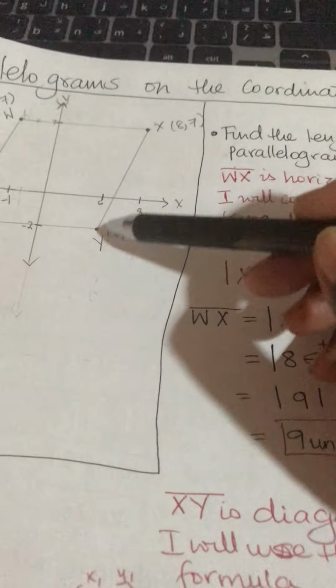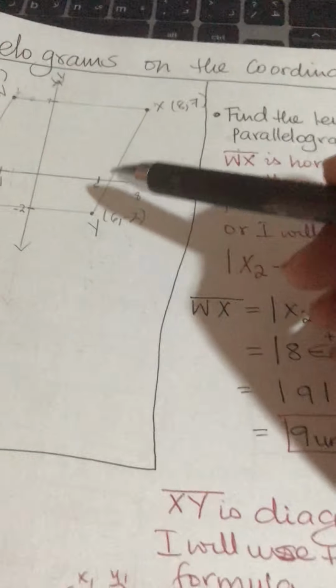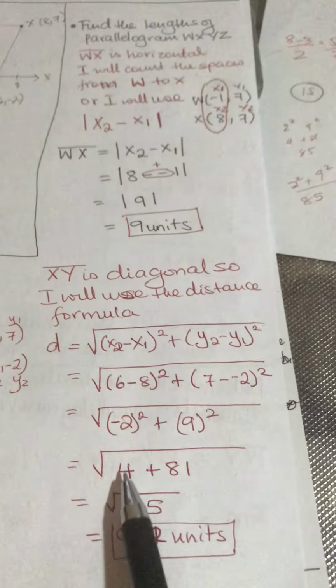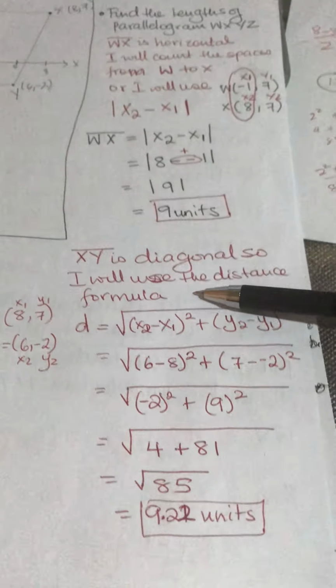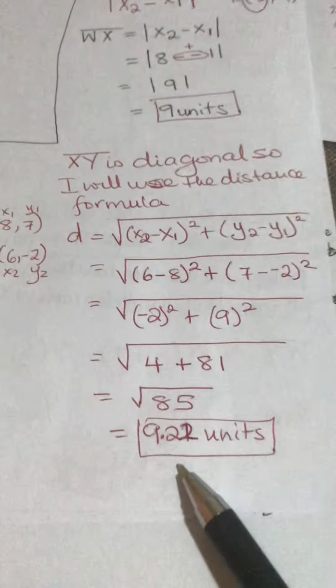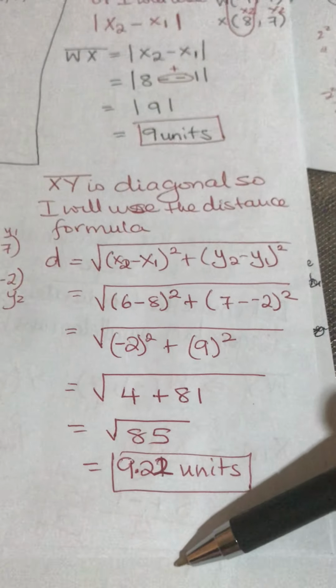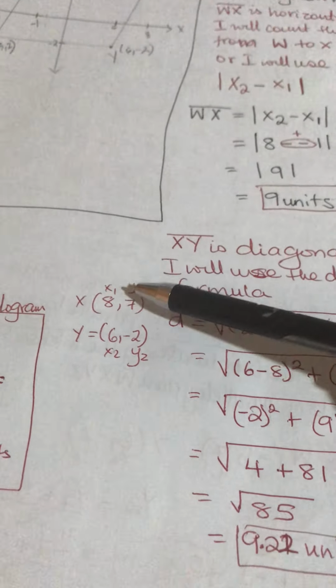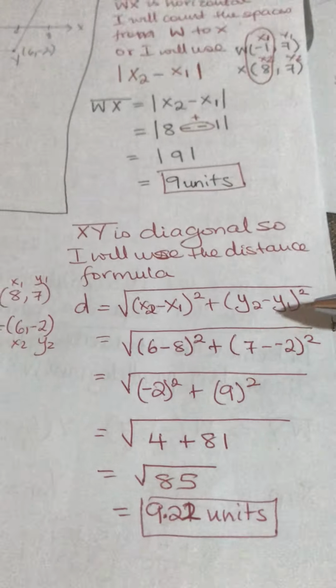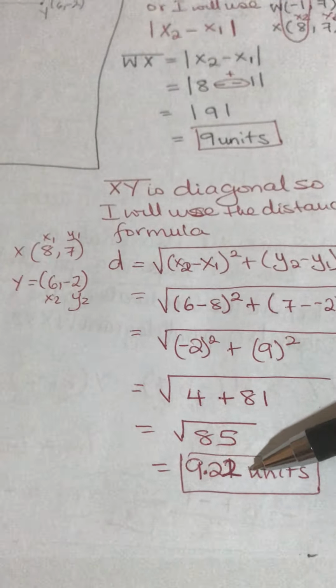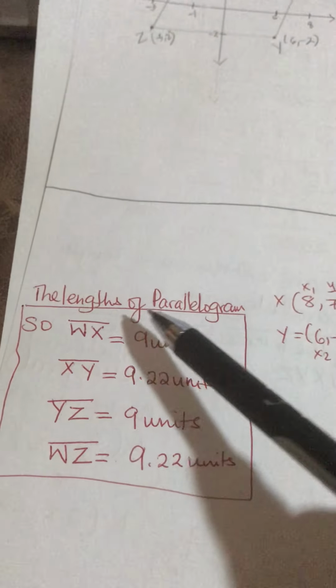Now, XY is diagonal. Since it's diagonal, we are going to use the distance formula. You apply the distance formula. I got 9.22 units. Okay? I labeled my work, x1, y1, like that. I plugged in my numbers. That's what I got. Then I wrote my answer.